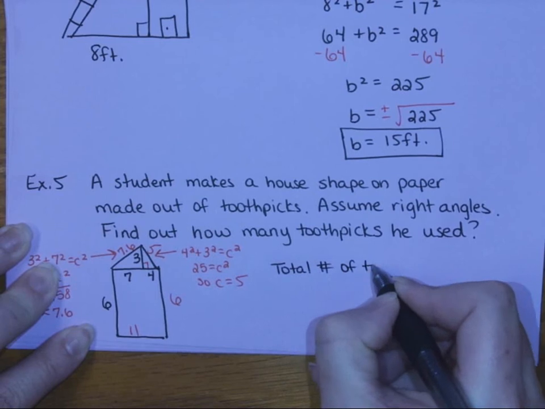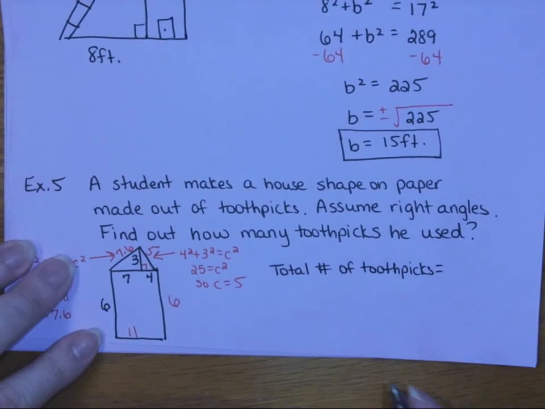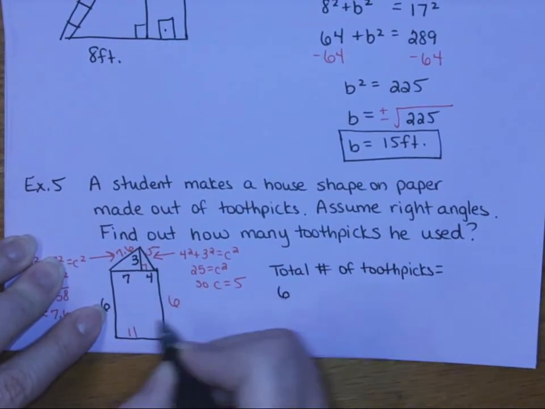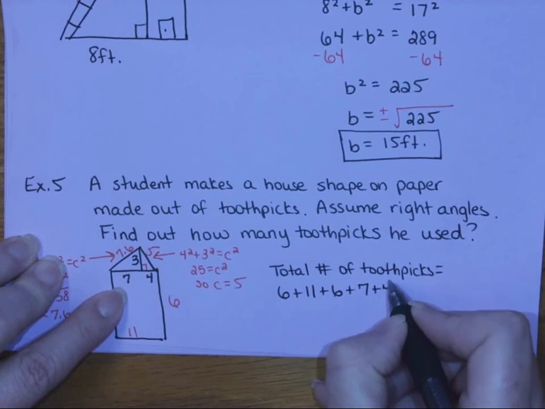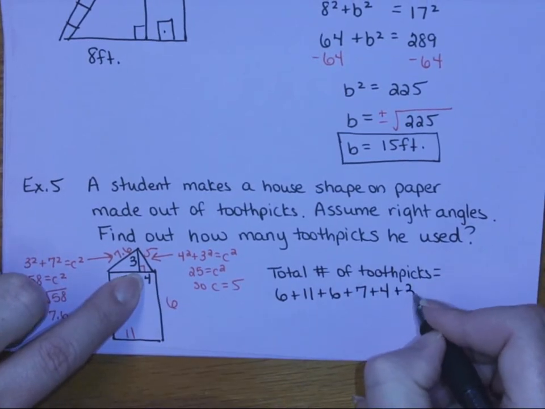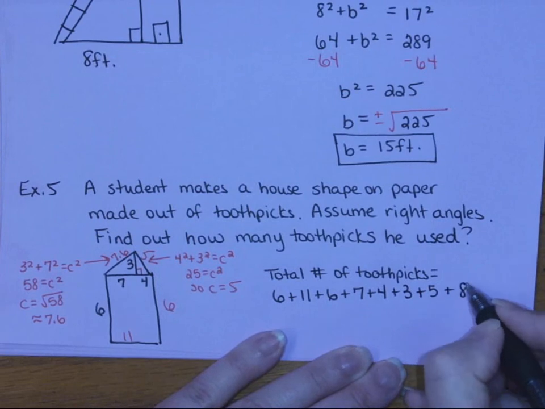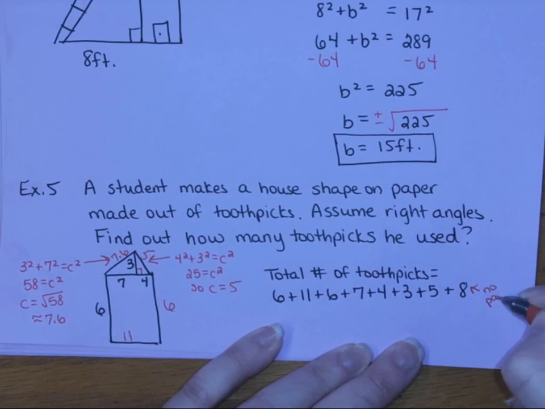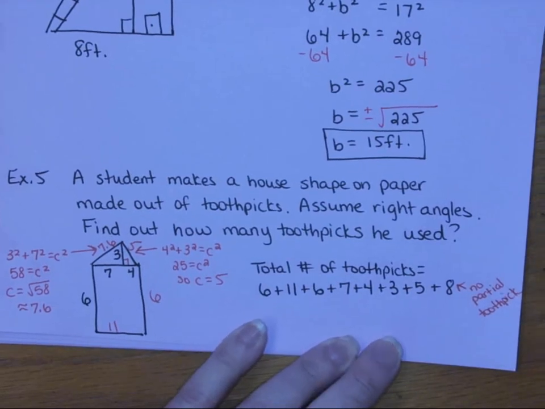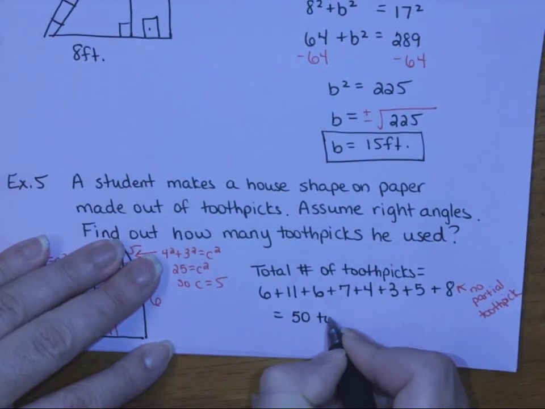If we want to count how many toothpicks are required, let's just start adding them. It doesn't matter what order you add them in, just make sure you get them all. I'm going to start here and work my way around. So 6 plus the 11 down here, plus the 6 there, plus 7 plus 4 for this, plus 3 plus that hypotenuse, which was 5. And when you get to the final one that's a decimal, I'm going to bump that up to 8. Maybe you can figure out why: we can't use a partial toothpick. I mean, we can use a partial toothpick, but we have used the whole thing. In other words, you can't put it back in the box if you don't want to make your mom really mad. So in the end, if you add all of those up, he used 50 toothpicks.